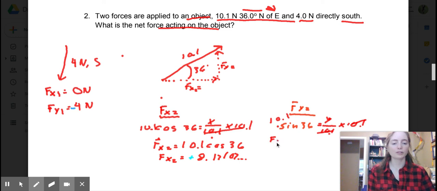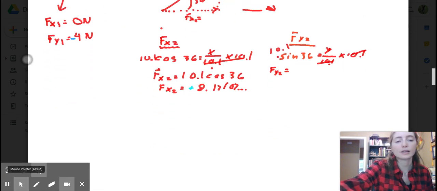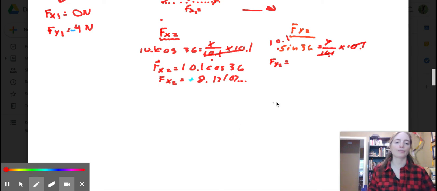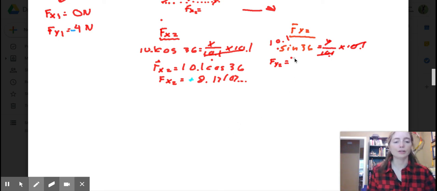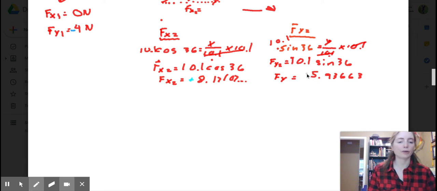And my force on the y for my vector 2, I'm going to scroll up so I don't write on my face, is going to be 10.1 times sine 36, which in your calculator is going to equal 5.93663. And we're going to switch colors again here so that way we can look at our direction here.